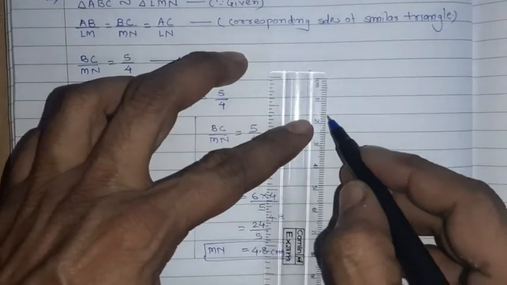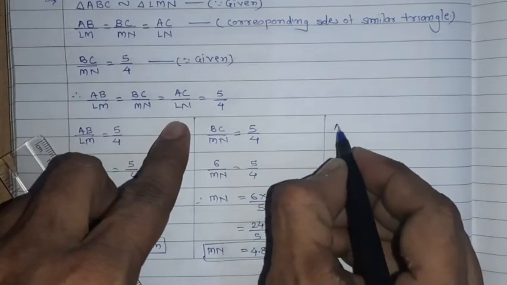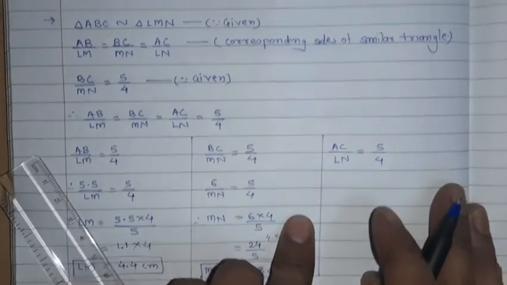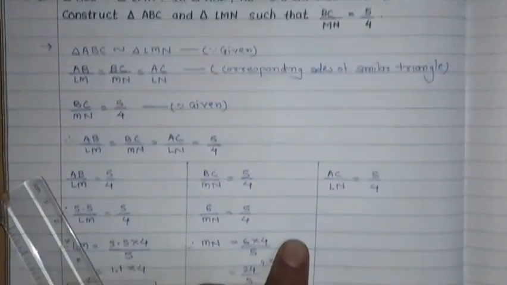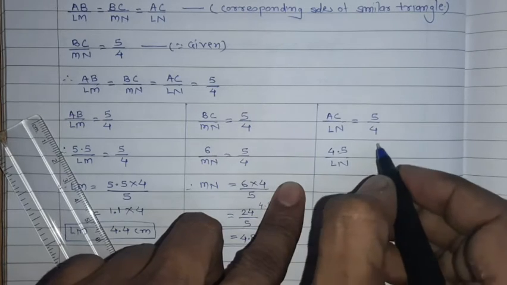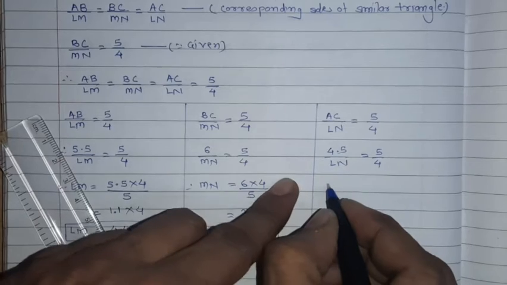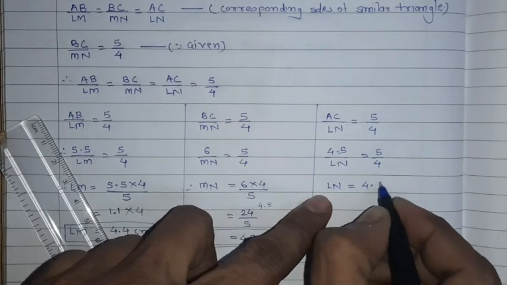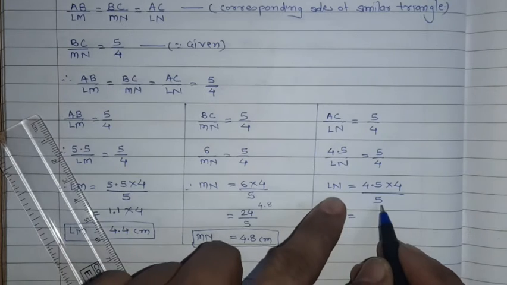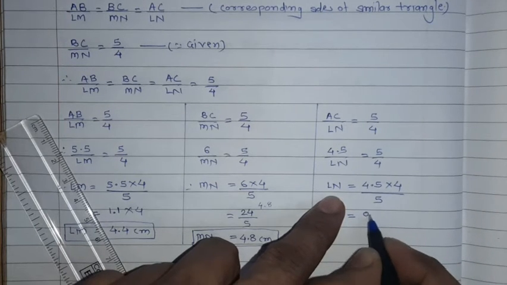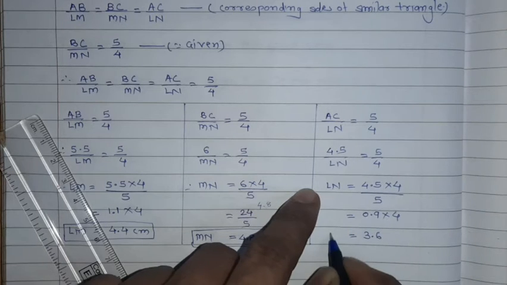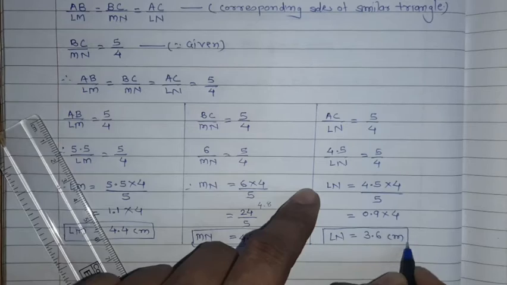Similarly, we have to find out the third ratio. We take AC upon LN is equal to 5 upon 4. Now how much is AC? It is 4.5 centimeter. Therefore write down here, 4.5 upon LN is equal to 5 upon 4. Therefore LN is equal to 4.5 into 4 upon 5. Here dear student, 5 9s are 45, therefore 0.9 into 4. 9 4s are 36, so it is 3.6. Therefore LN is equal to 3.6 centimeter.